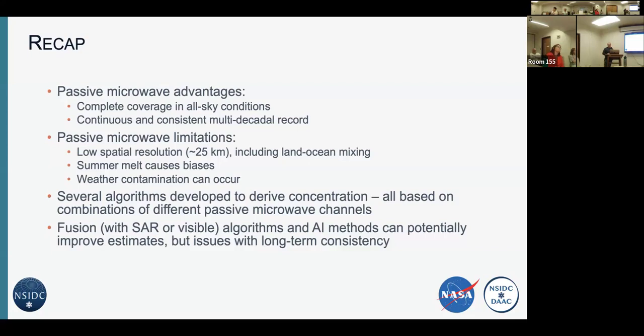There have been several algorithms developed. I showed the NASA Team and the Bootstrap. Those are the two main ones that we've had here at NSIDC, but there are other ones, and they all have their pluses and minuses. They generally agree, at least in terms of the trends and variability. And then there's a lot of potential. People have started looking at AI methods to better classify the ice and process things. Fusion, if you add visible imagery where there's not clouds, and then use the passive microwave where there are clouds, you can take advantage of at least better resolution in some places.